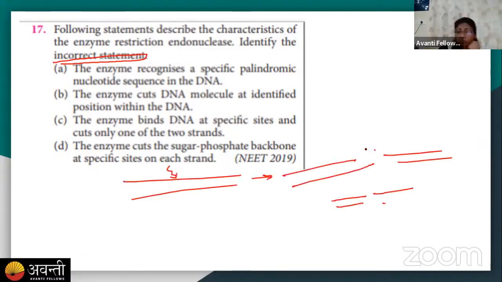Whenever the sticky ends or blunt ends are forming, they are cutting both the DNA strands, right? So here it is written only one strand. So it is an incorrect statement. So the incorrect statement we are looking for, option C, is the only answer. Next.